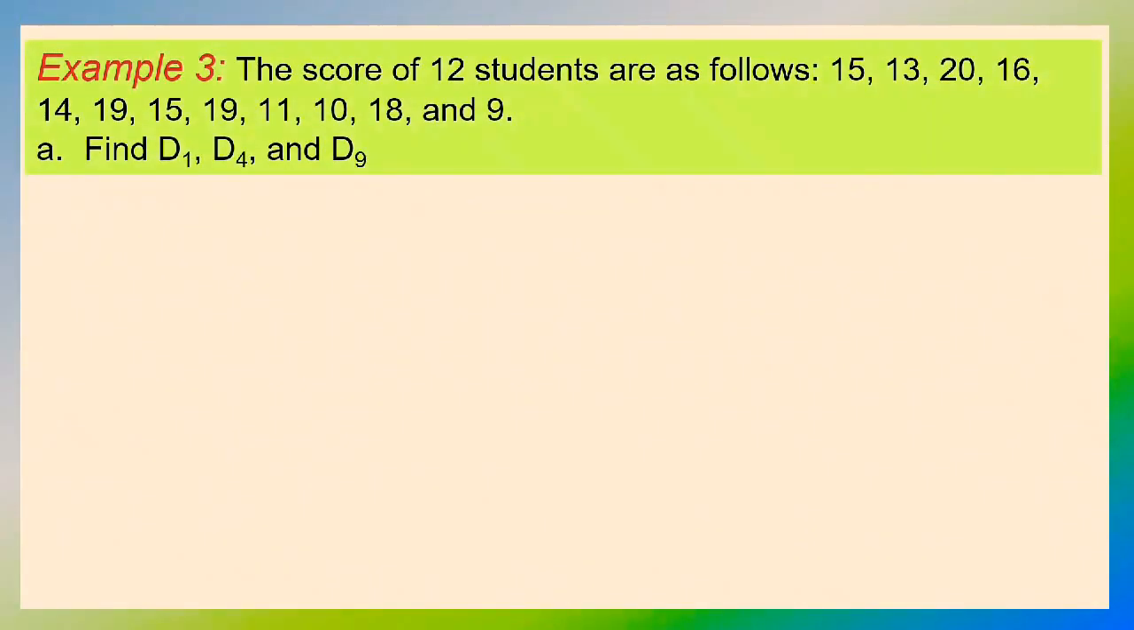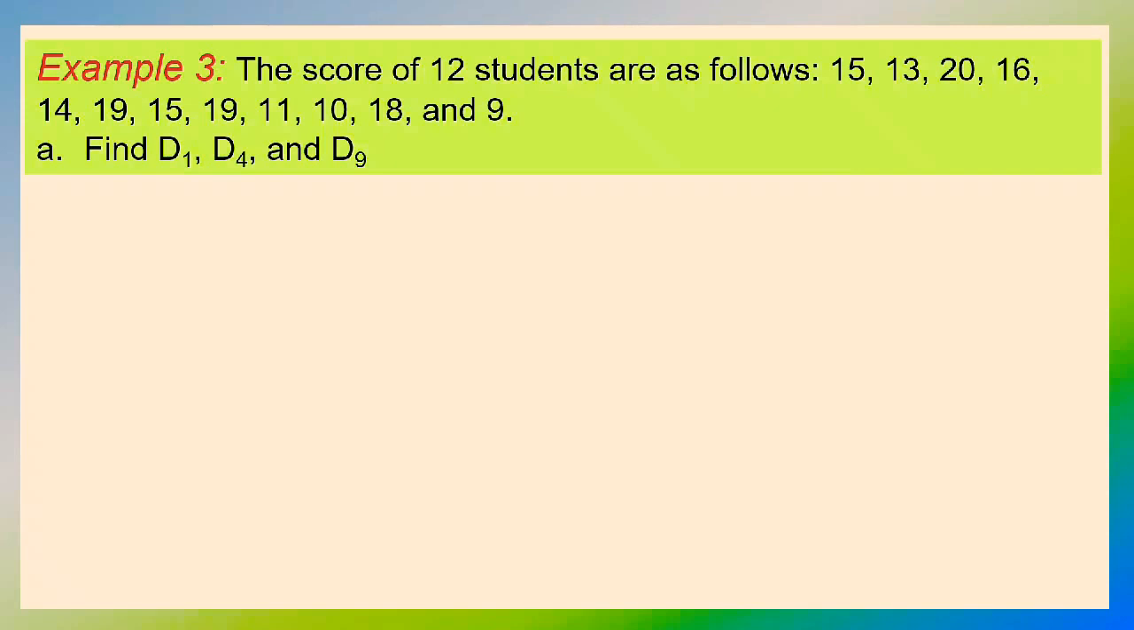Okay, class. In our third example, the scores of 12 students are as follows: 15, 13, 20, 16, 14, 19, 15, 19, 11, 10, 18, and 9. So we are asked to identify the positions of the first, the fourth, and the 9th decile.